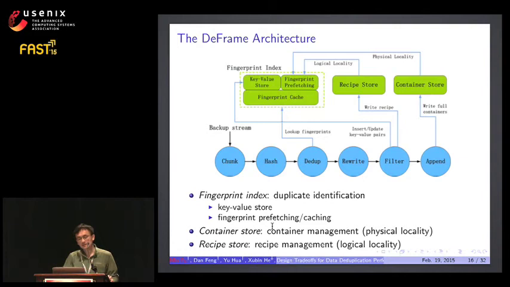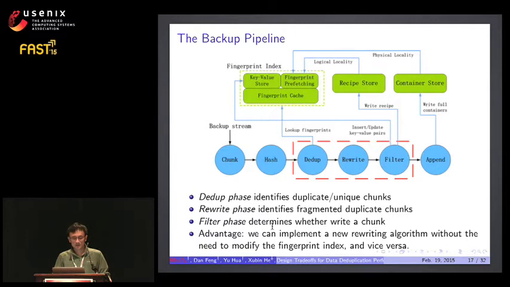This figure illustrates the architecture of our framework, including a fingerprint index, container store, and a recipe store. It also shows the backup pipeline, including a chunk phase, hash phase, dedupe phase, rewrite phase, filter phase, and append phase. The chunk phase will divide the stream into chunks. The hash phase will calculate fingerprints. The dedupe phase will examine the duplicates in the backup stream. The rewrite phase will identify fragmented duplicate chunks. The filter phase determines whether we need to write the chunk according to the flags marked by the previous two phases.